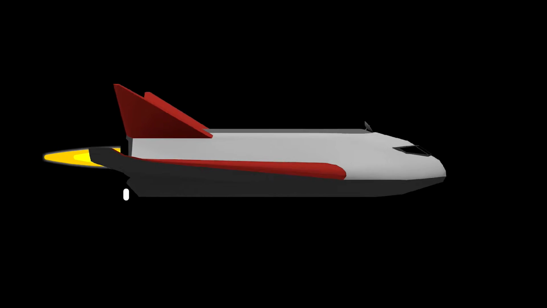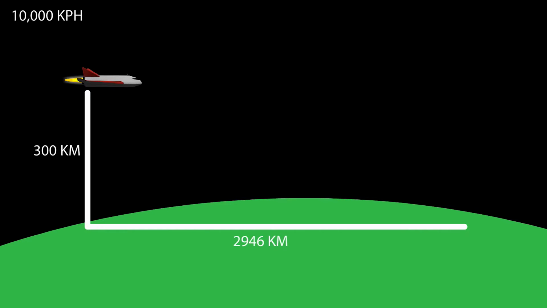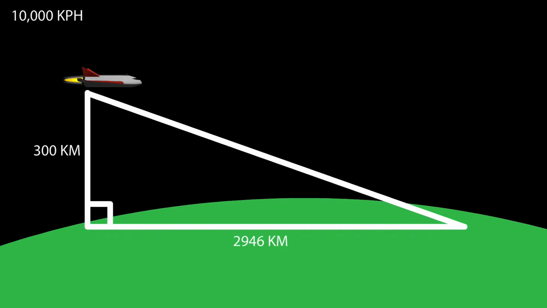Well, here's how you do it. We know that we are 300 kilometers above Utah, traveling at 10,000 kilometers per hour. We also know that Utah is 2,946 kilometers away from our landing strip. You should be able to see a right triangle. First, you need to know the distance to the landing strip. In other words, the length of the hypotenuse, the longest side of the right triangle.